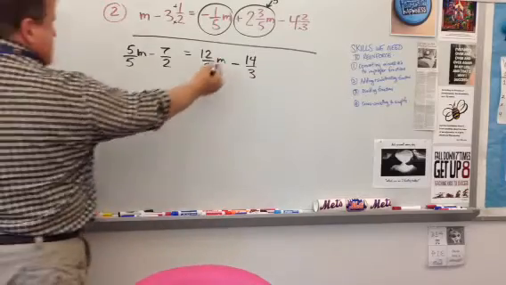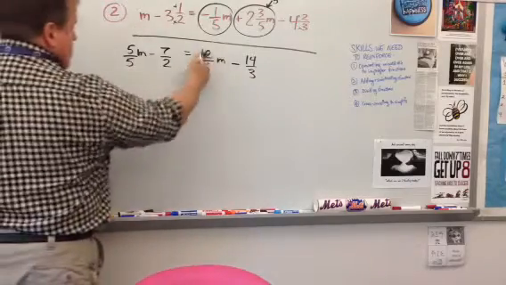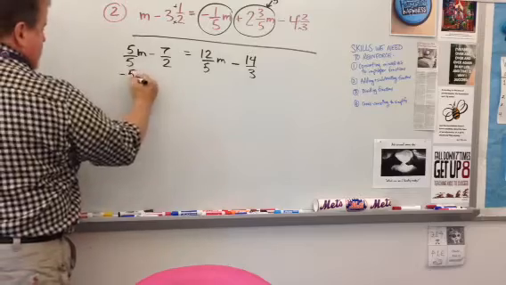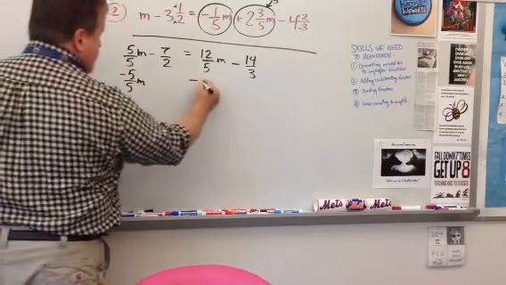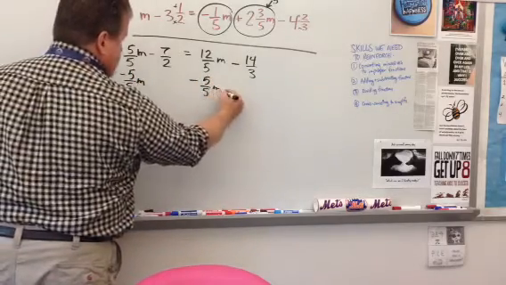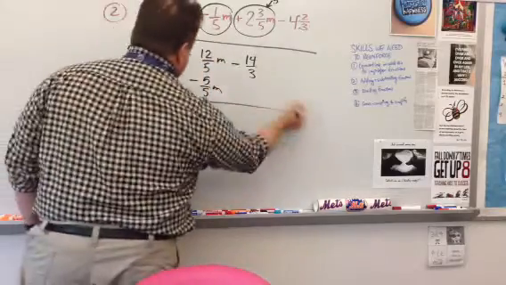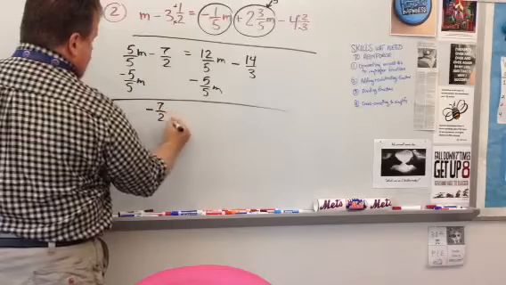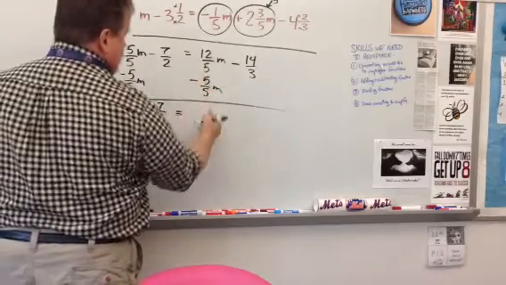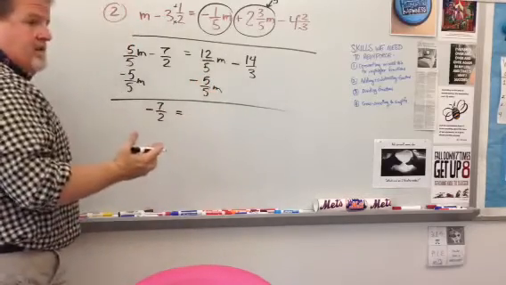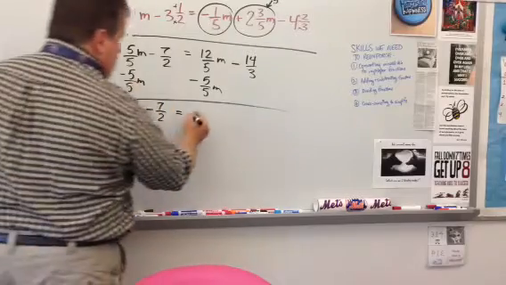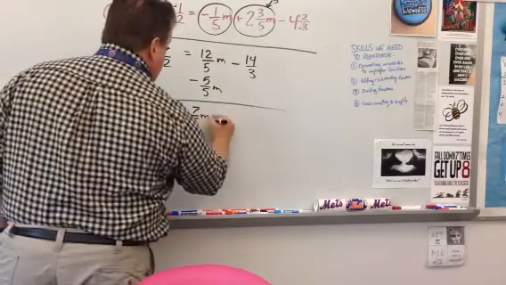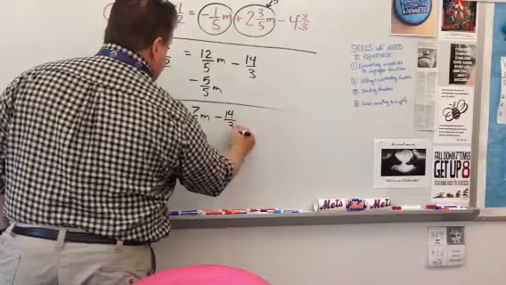Now, because this coefficient is greater than this one, I'm going to subtract 5/5 m from both sides. That's going to give me a nice positive coefficient for my variable term. So we're going to have negative 7 halves equals 12/5 minus 5/5. Anybody? All right. 7/5 m minus 14/3.